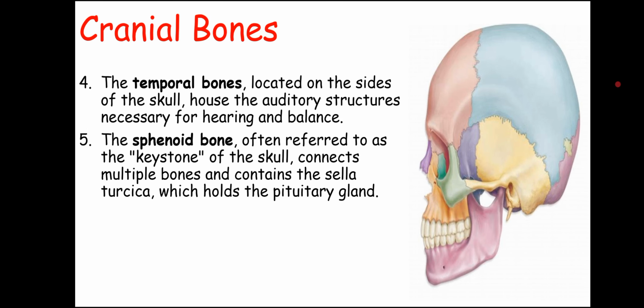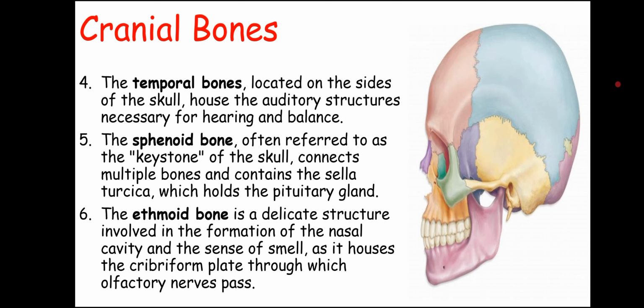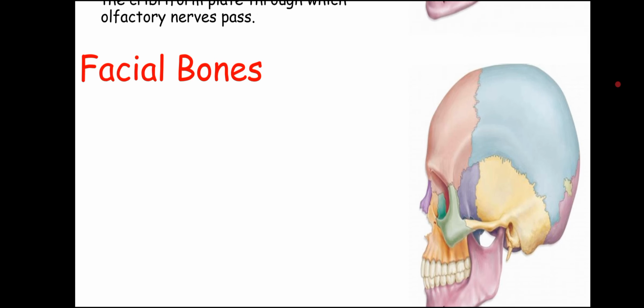Next we have a sphenoid bone that is present just anterior to the temporal bone. Here you can see in the diagram the purple color bone just anterior to the yellow color bone is the sphenoid bone, and it is often referred to as a keystone of skull because it connects multiple bones and contains the sella turcica, which holds the pituitary gland. Next we have ethmoid bone, that is a delicate structure involved in formation of nasal cavity and the sense of smell, as it houses the cribriform plate through which olfactory nerve passes.